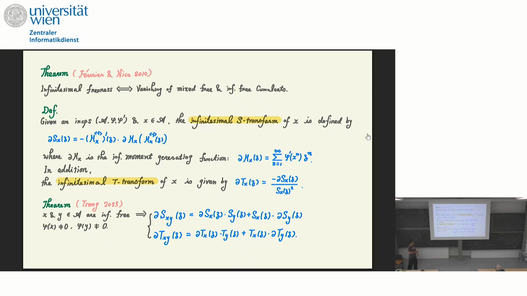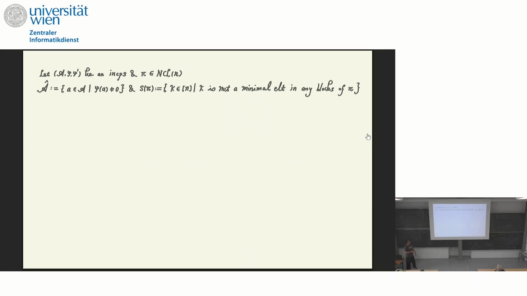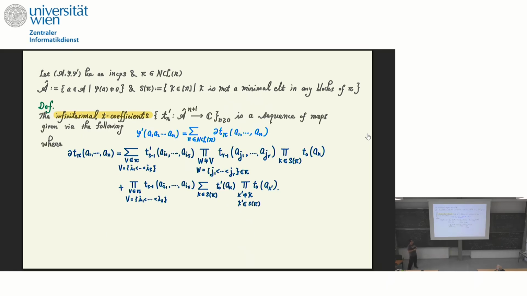If you want to compute a concrete example using those transforms, it's pretty hard, since you can see the formula is like this, and so it's not too easy to compute. So then I move on to introducing the infinitesimal t coefficient. It's really very helpful.